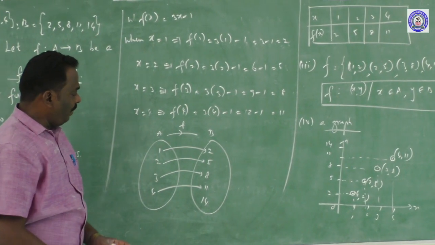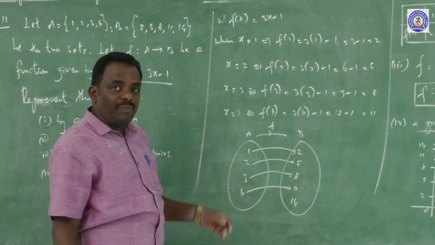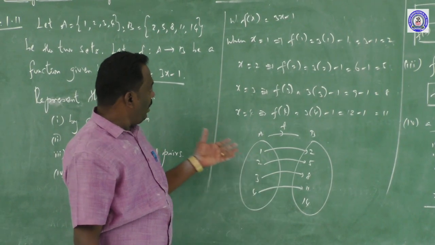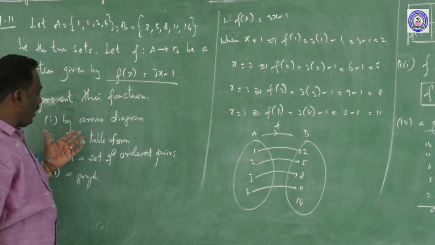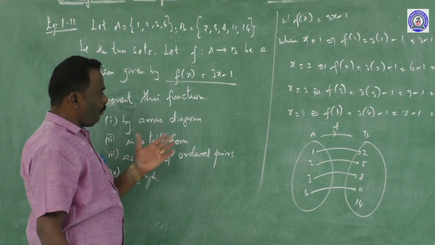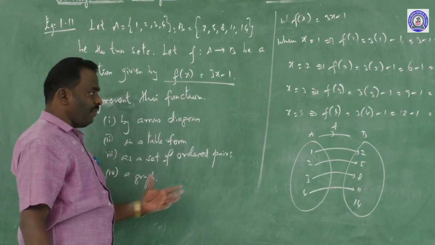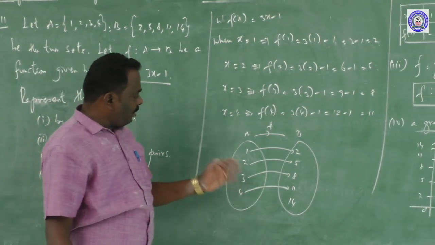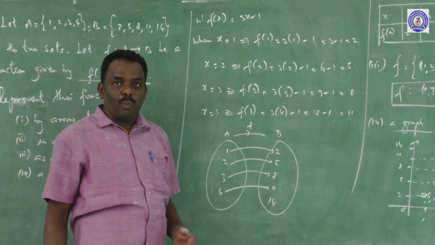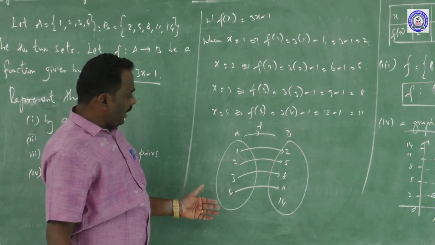Now see, from this arrow diagram we identify what type of function it is. In this question they are asking about the arrow diagram, table, set of all ordered pairs, and graph only. So we have shown the arrow diagram, tabular form, set of all ordered pairs and graph. That is the completed answer. From the arrow diagram, what type of function is it? So now see the answer.